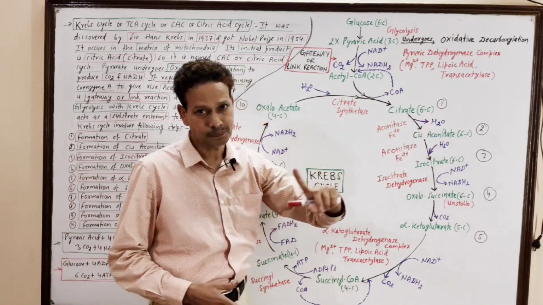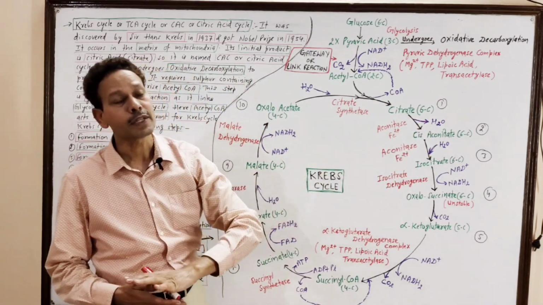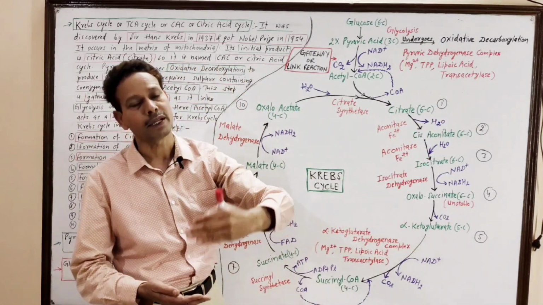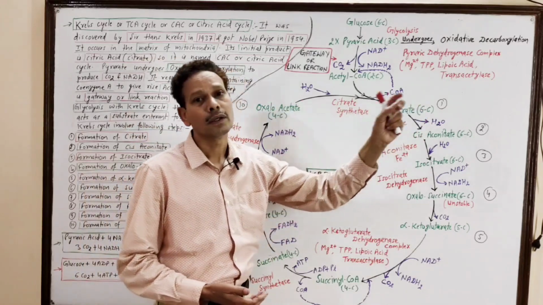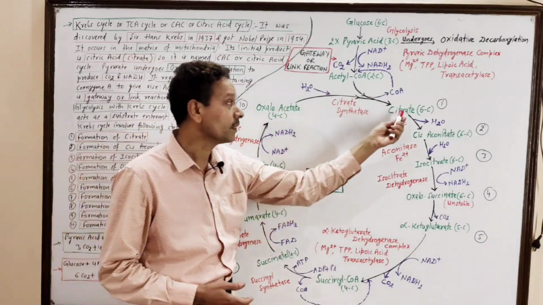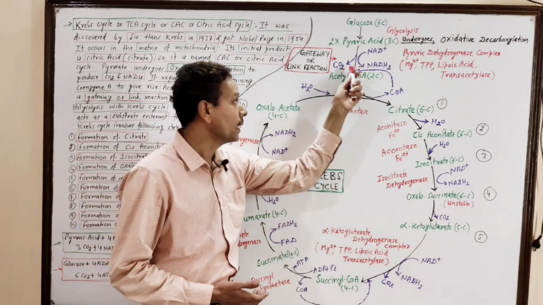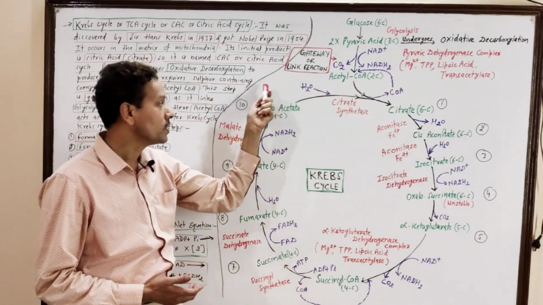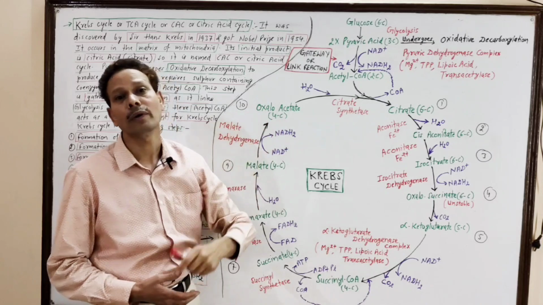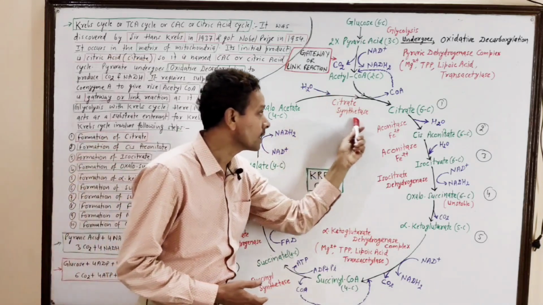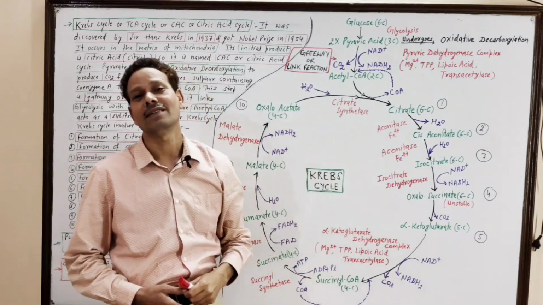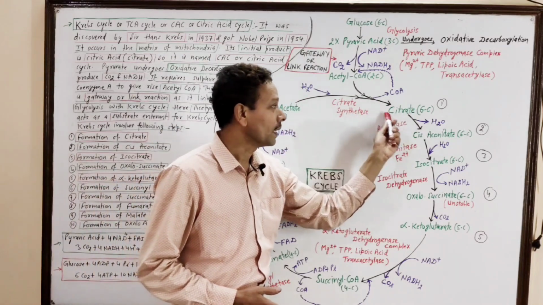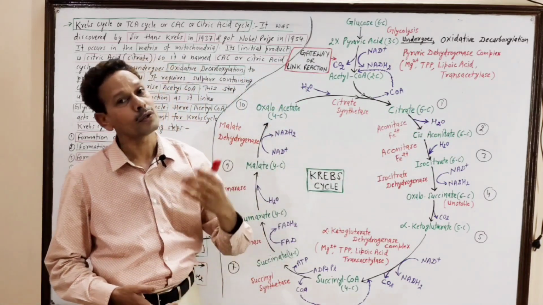First step of this Krebs cycle is the formation of citrate, the first product, the initial product, that is citric acid. And this citric acid is formed by acetyl coenzyme A, a 2 carbon compound, which interacts with the 4 carbon compound oxaloacetate. The reaction is catalyzed by citrate synthetase in presence of a water molecule. The product is citric acid or citrate.